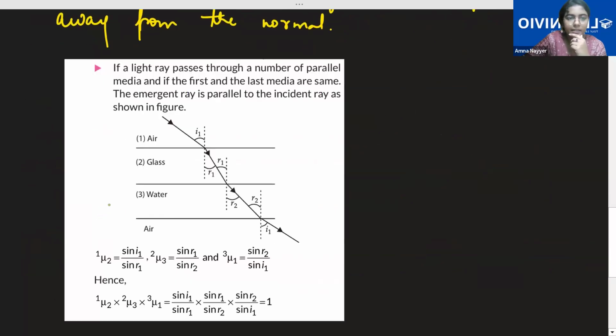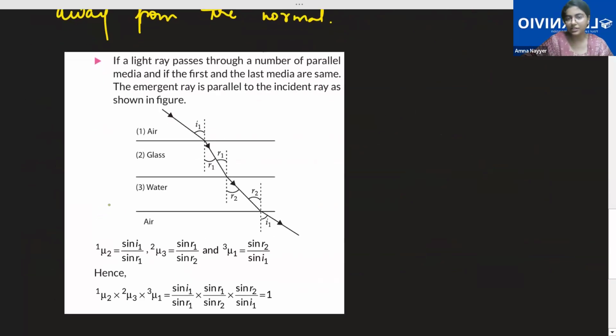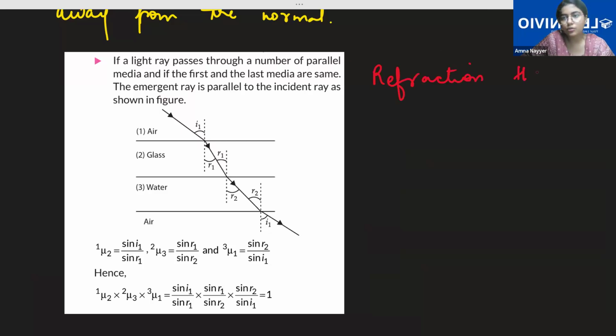Okay. See, this is a concept of multiple refractions, meaning different materials are connected. Air, then glass, then water, then again air. So when the light ray enters one medium after another, this is refraction through multiple surfaces. Now, if a light ray passes through a number of parallel media, so parallel is important, okay?